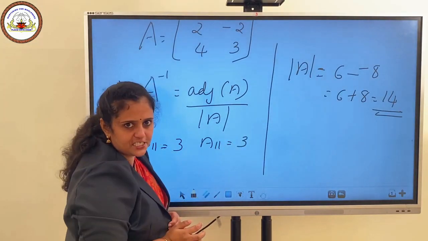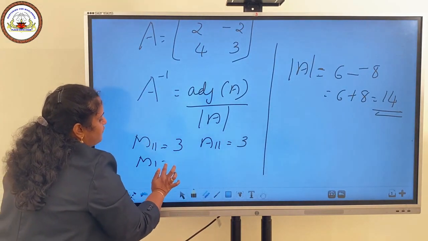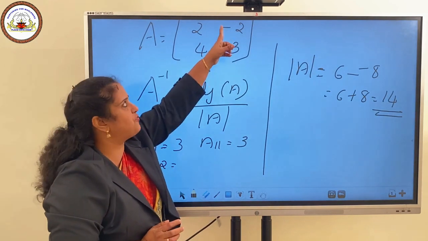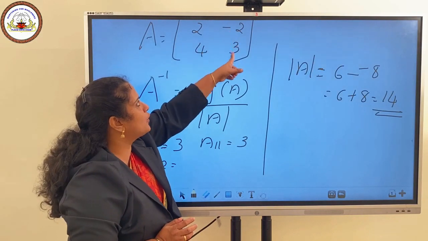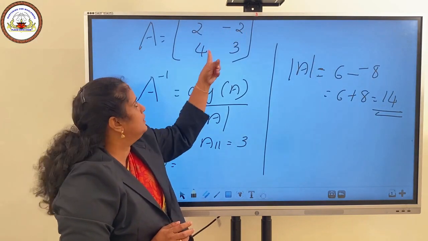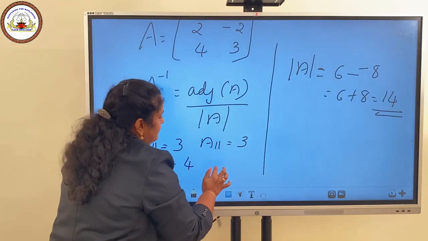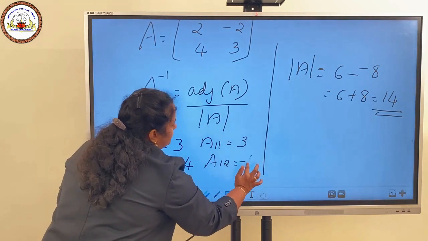That element is positive. Then we can find M12, the first row, second element. We find the minor of the first row, second element. The corresponding row and column you should eliminate. The remaining element is 4. But that element is negative. Then the cofactor A12 is equal to minus 4.